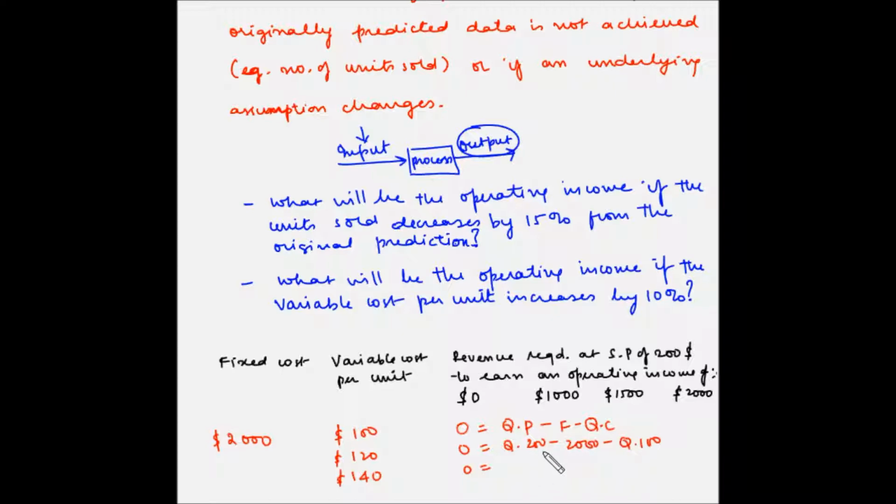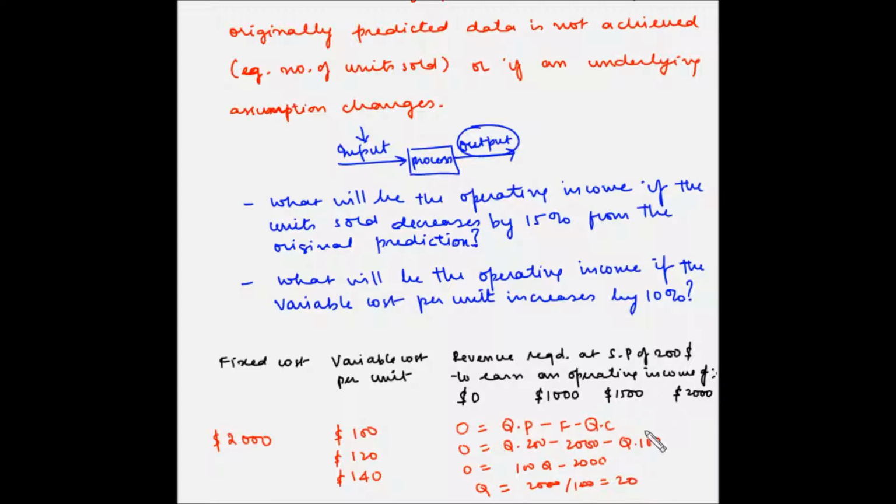or 0 is equal to 200Q minus 100Q is 100Q minus 2000, or if we bring Q on one side and 2000 on the other side, Q is equal to 2000 divided by 100, so these two zeros get cancelled, which is equal to 20. So the quantity required is 20 units, and the revenue will be quantity multiplied by the unit selling price, which is 200.